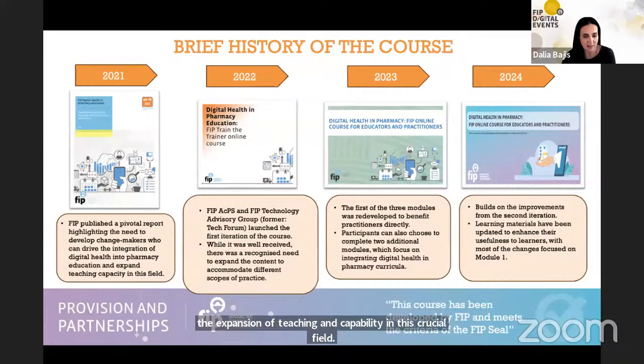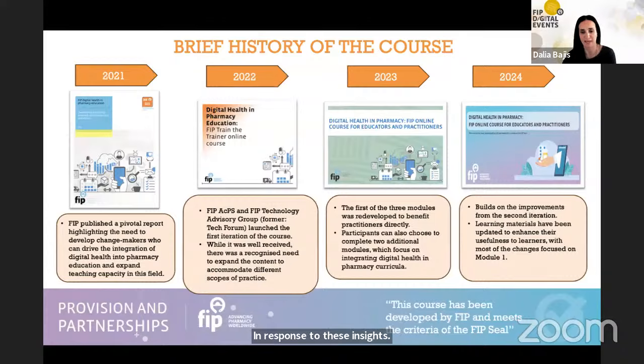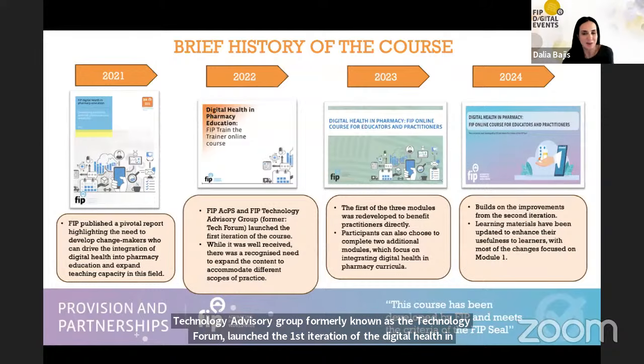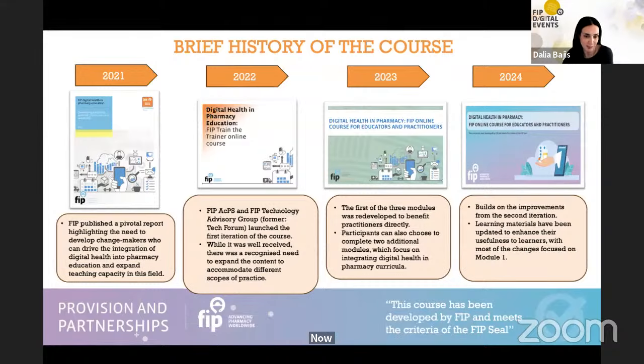In response to these insights, in 2022, FIP's Academic Pharmacy section and the FIP Technology Advisory Group, formerly known as the Technology Forum, launched the first iteration of the Digital Health in Pharmacy Education course. Now, feedback retrieved from the course developers and the participants in the course revealed that there was a need to expand on the content to accommodate various scopes of practice as well. So by 2023, the first of the original 3 modules were redeveloped to more directly benefit practitioners. Participants now also have the option to complete 2 additional modules that focus on integrating digital health into pharmacy curricula.